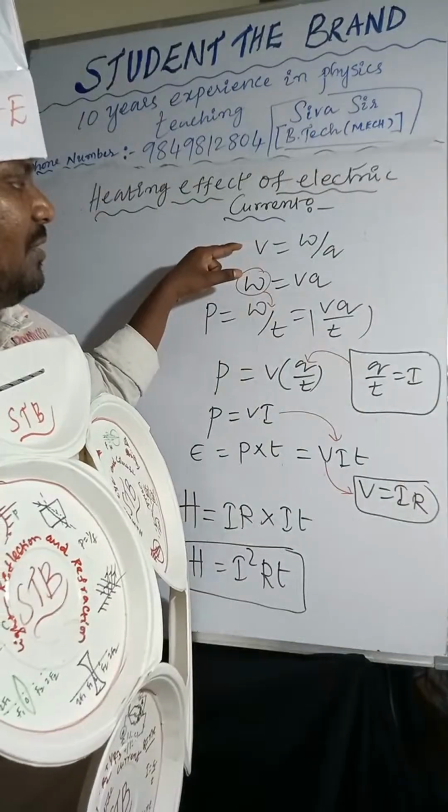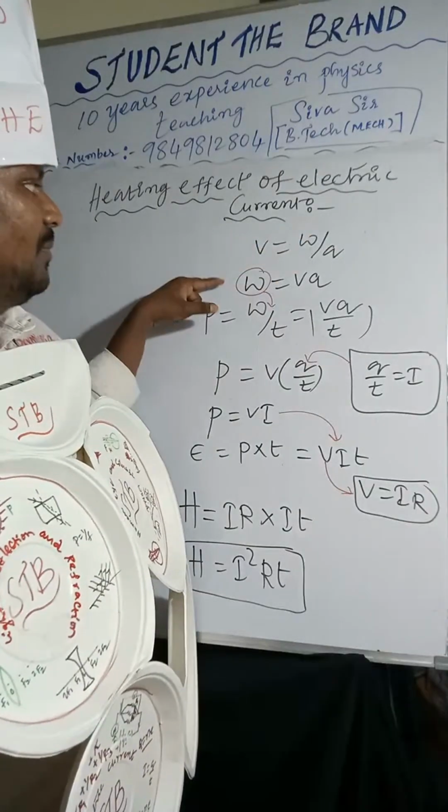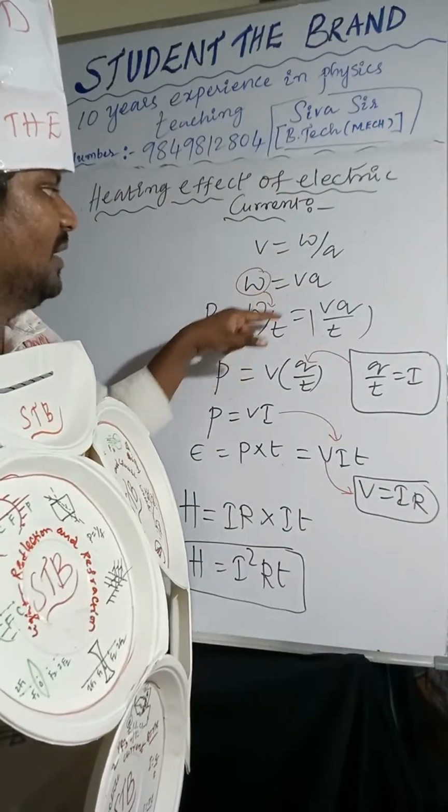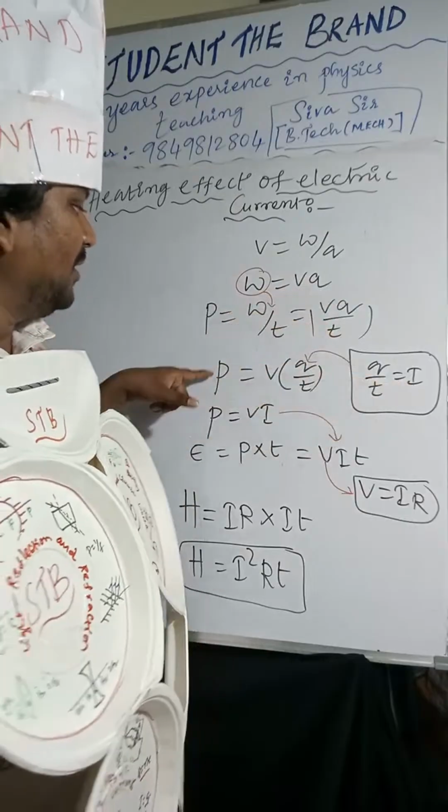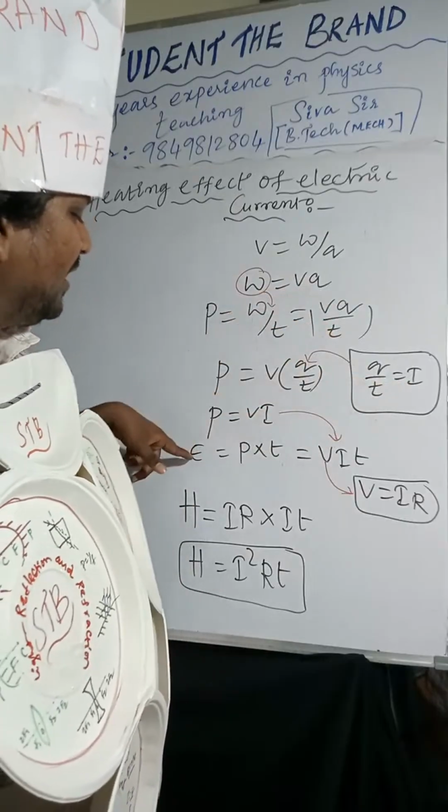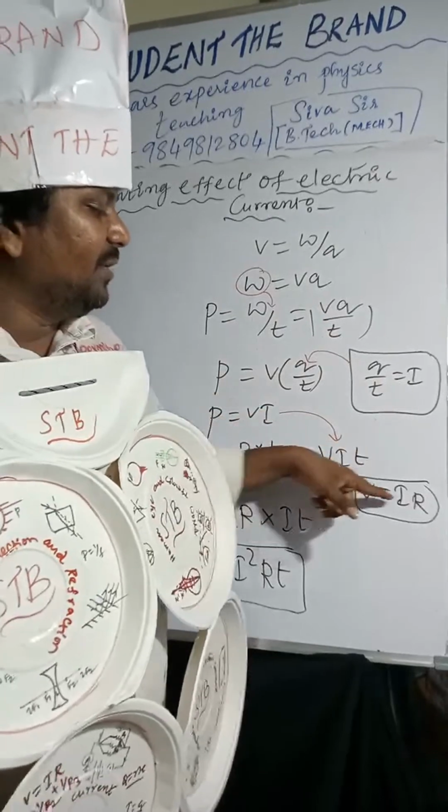Each line is one formula. V equal to W by Q, W equal to VQ, P equal to W by T, VQ by T, Q by T is I, P equal to V into Q by T, P equal to VI, E equal to P into T, VIT, V equal to IR.